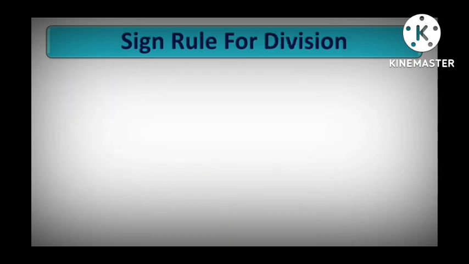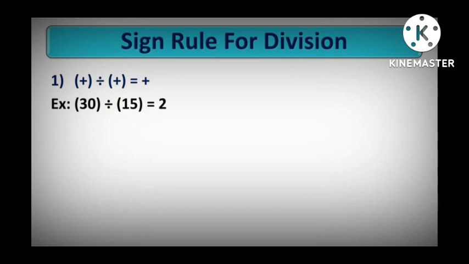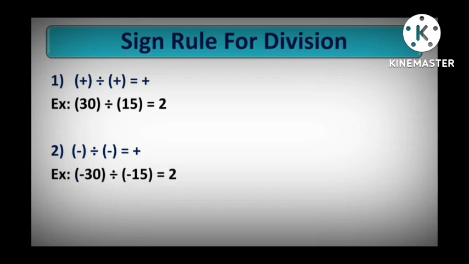The last is sign rule for division. Here the first rule is when two positive numbers are divided, we get a positive number. 30 divided by 15 gives 2. Second one is when two negative numbers are divided, we always get a positive number. Minus 30 divided by minus 15 equals 2 as the minus signs get cancelled.